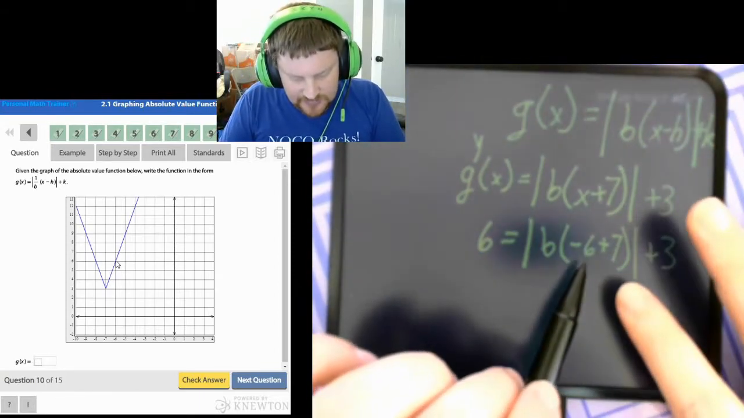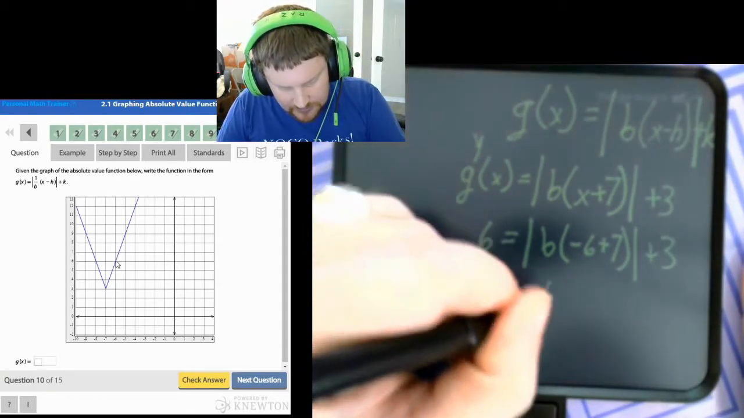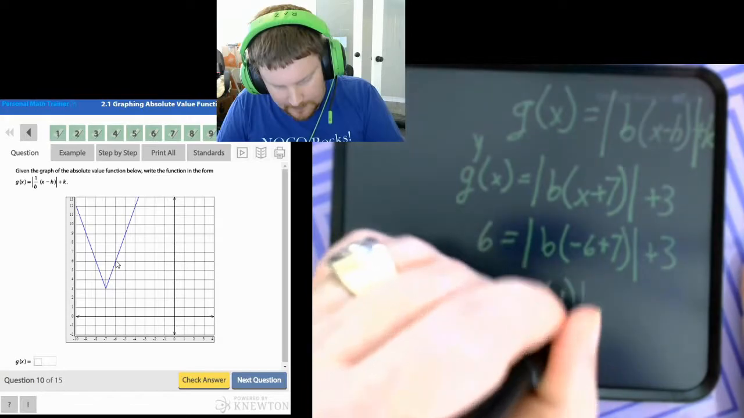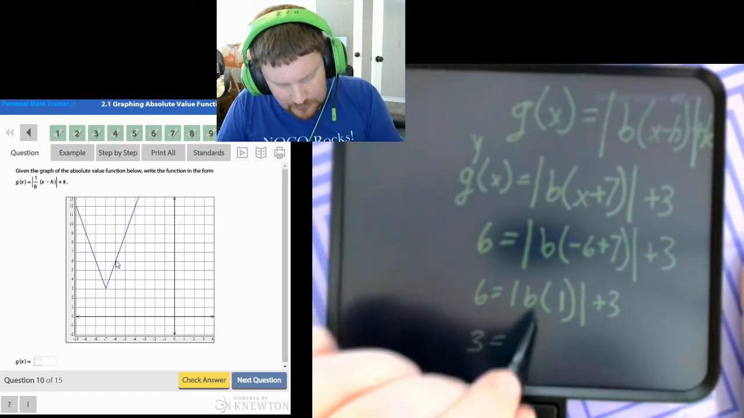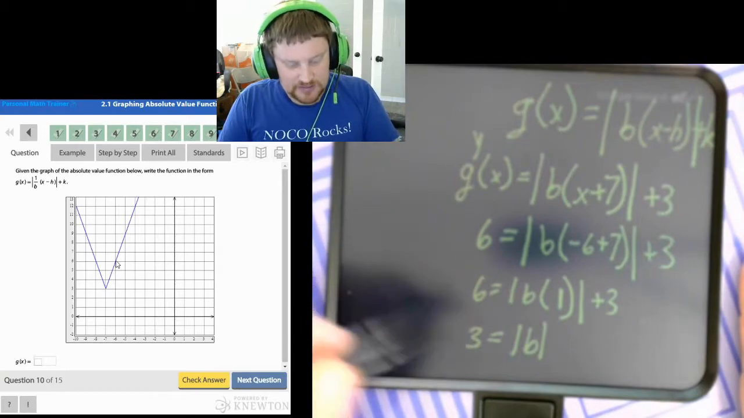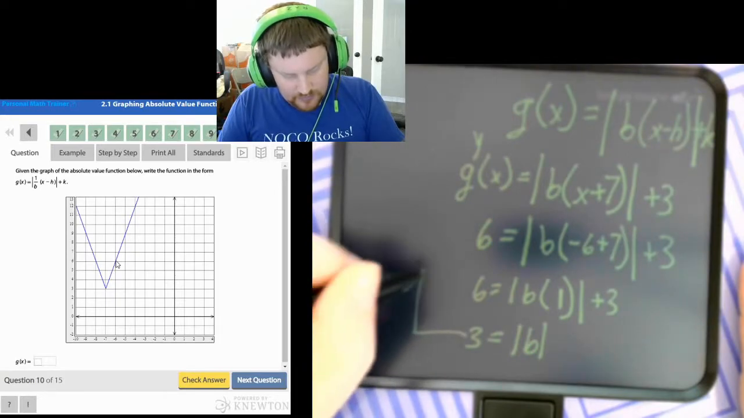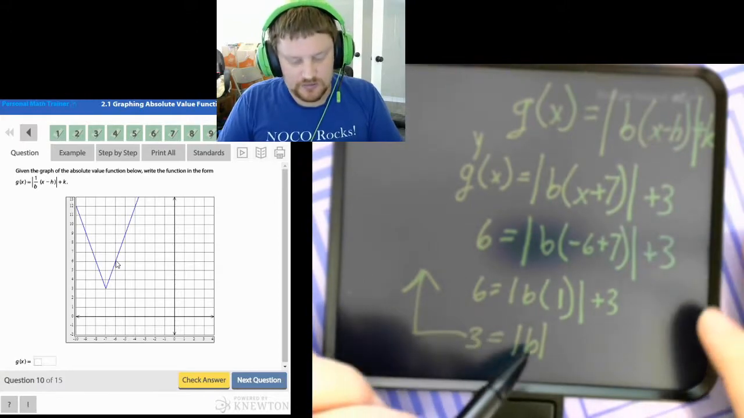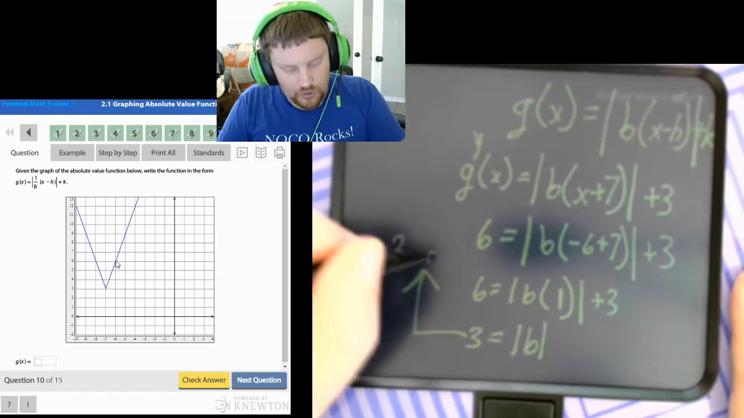If I add these together, I have 6 equals absolute value of b times -6 plus 7, which is just 1, plus 3. Subtract 3, I get 3 equals b times 1, which is just b. So I get 3 equals the absolute value of b, meaning b is either, remember, absolute value means just get rid of the negative sign. So that means my b is either 3 or -3.